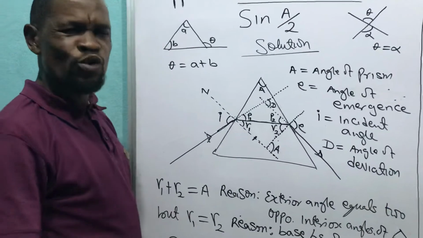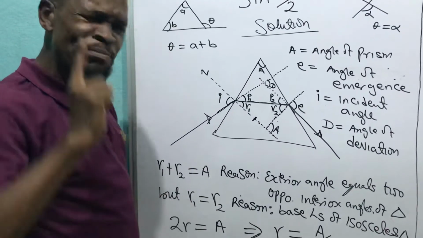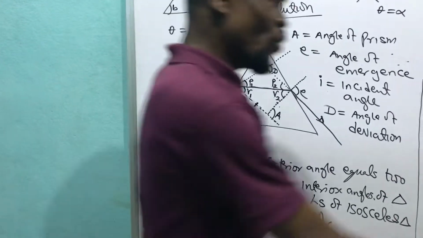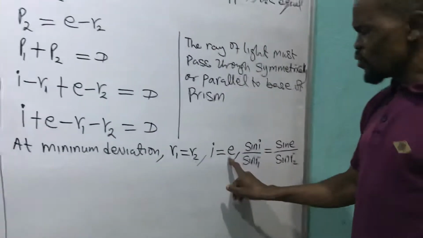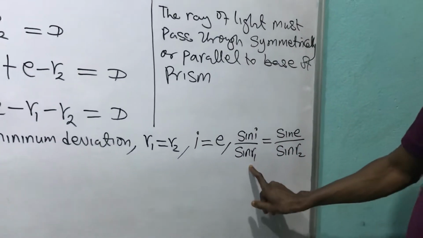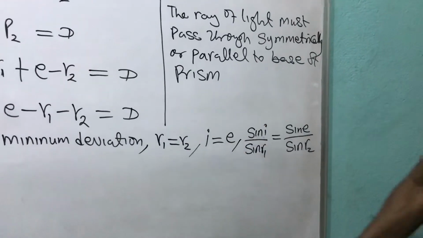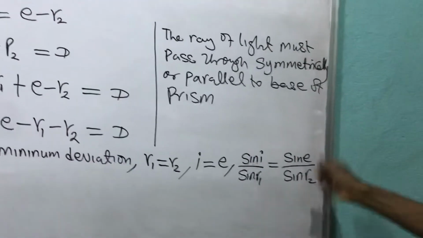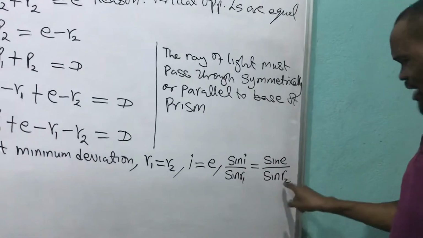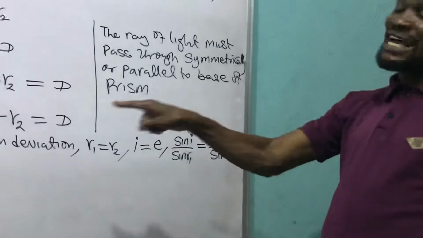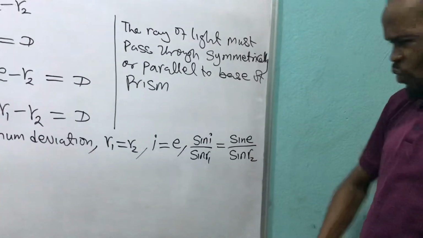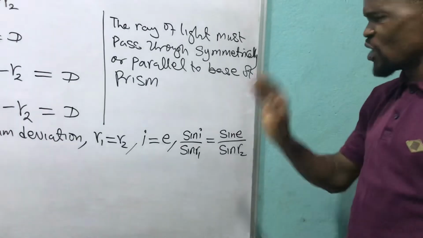The rays must pass parallel or symmetrically through the prism. Second, the incident angle equals the emergent angle. Third, sine of the incident angle over sine of the refraction angle in the first face equals sine of the emergent angle over the refraction angle in the second face. This R2 is now acting as the incident angle in the second face, while this one becomes the emergent angle, the angle you use to go out.